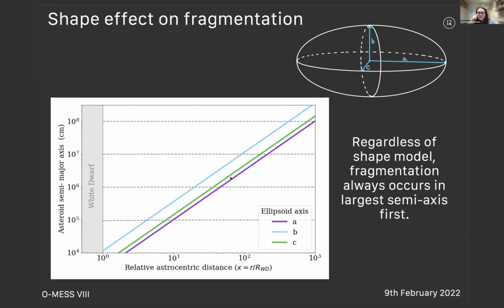And this necessarily isn't that surprising, because the weakest part of any elongated body will always be at the end of its longest axis. So it works out that the largest axis will tidally fragment first. But this does mean that when looking at fragmentation in an analytical way, you don't necessarily need to consider an ellipsoidal model, because you could just consider a sphere with radius the same length as the semi-major axis here.